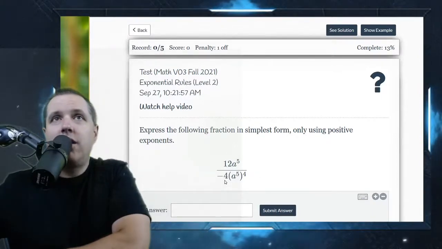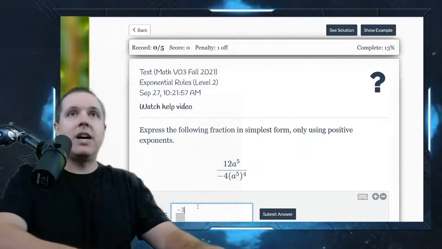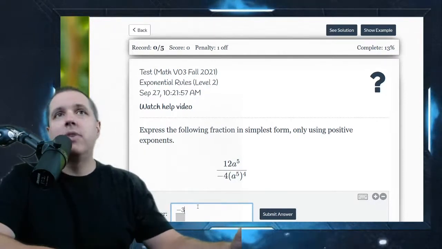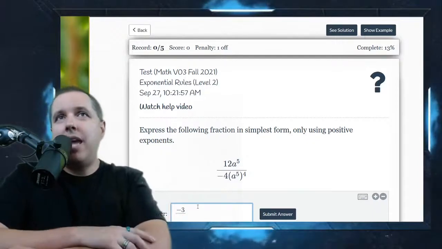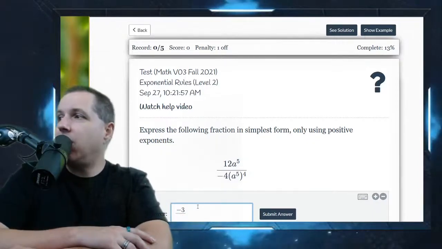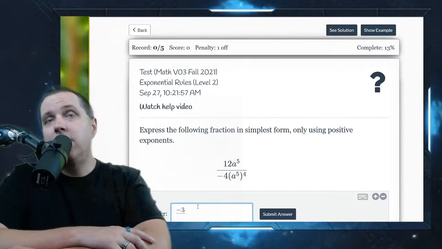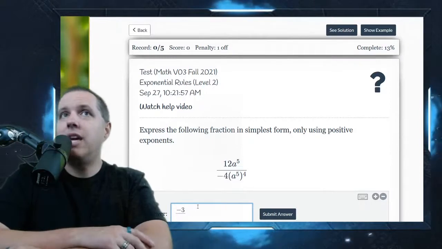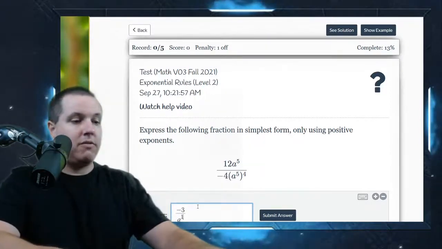So 12 over negative 4, that's going to give us a negative 3 on top. Remember, we don't generally want to leave the negative in the bottom. So negative 3. And then what are we going to have on bottom? How many a's? We have 5 a's on top, and we just justified that there's 20 on bottom. So when I go through and cancel them or I subtract them, we're going to end up with 15 a's on the bottom. So a to the 15th.